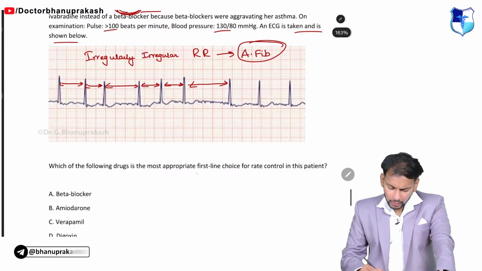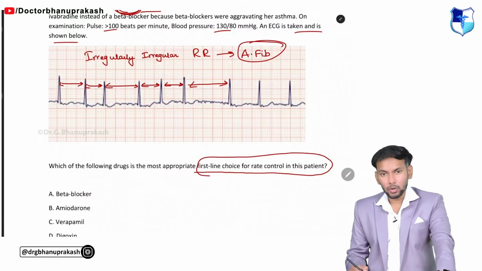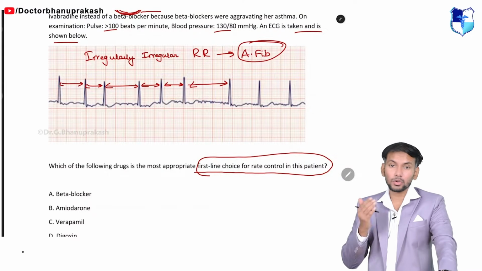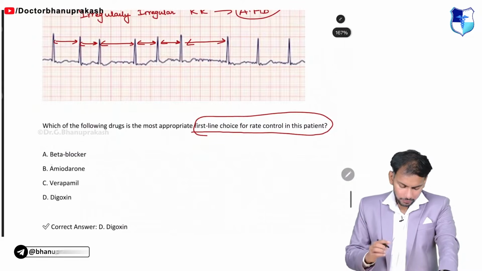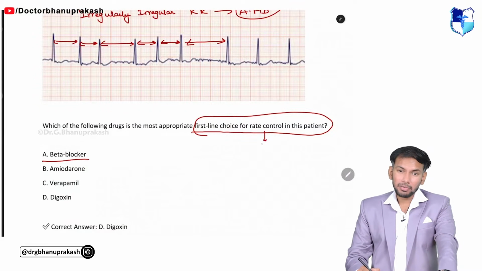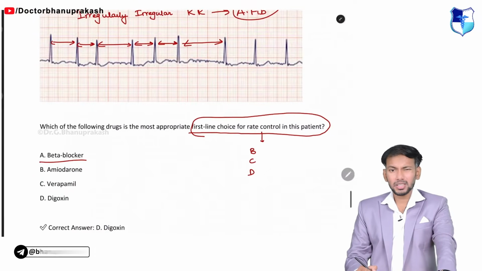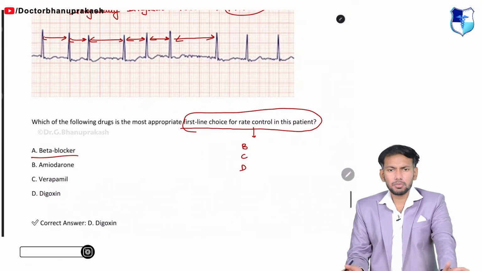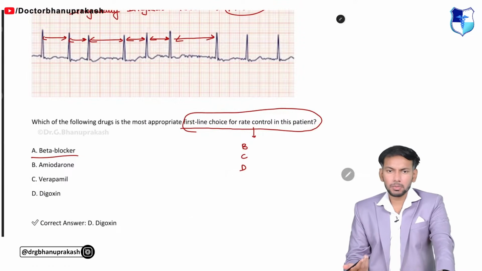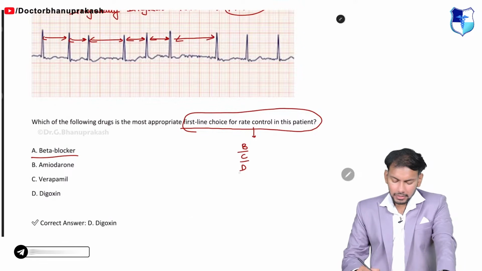Which of the following drug is the most appropriate first line choice for rate control? Rate control, not rhythm control, rate control. See here, beta blocker. Rate control, what are the drugs you will give in atrial fibrillation? I told you it is B, C and D. This patient is hemodynamically stable. Why? Because BP is 130. If BP has fallen, that is what is hemodynamically unstable. No. For a hemodynamically stable patient, B, C and D.